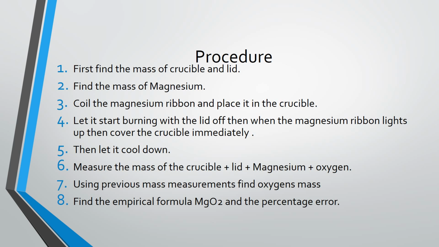After it's burned, let it cool down. Measure the mass of crucible plus lid plus magnesium plus oxygen. Using previous mass measurements, find oxygen's mass. Find the empirical formula of magnesium oxide and the percentage.